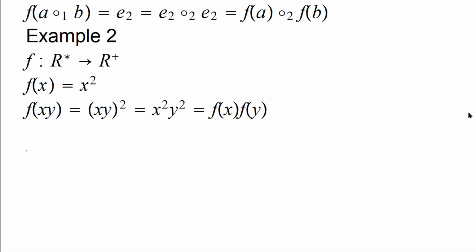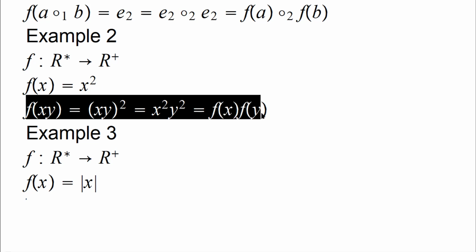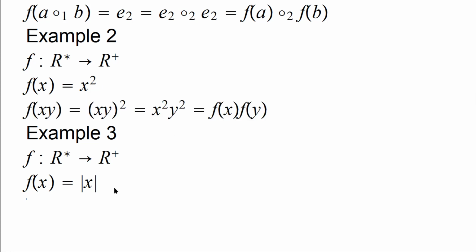And we can even take a homomorphism between the same two groups in a different manner, like taking the absolute value of x. The condition will be satisfied in the same way, because the absolute value of a product is the product of the absolute values.